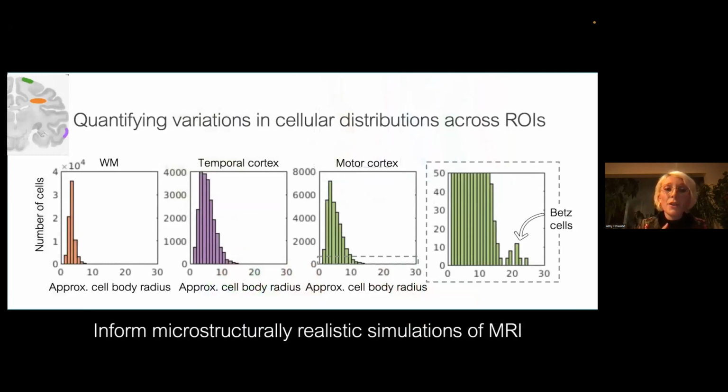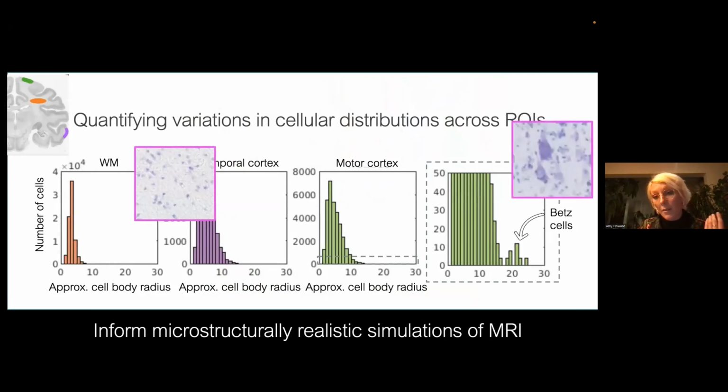Finally, I just wanted to mention that, of course, we don't need to do a direct comparison. We can also use this kind of whole brain microscopy data to quantify variations in cellular distributions across the brain or across regions of interest, where here, for example, I'm showing the approximate cell body radius across the white matter, temporal cortex, and motor cortex, where we can see the data faithfully represents the small glial cells in the white matter, as well as a small number of large Betz cells in the motor cortex.